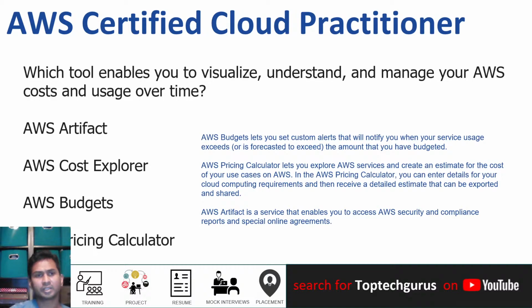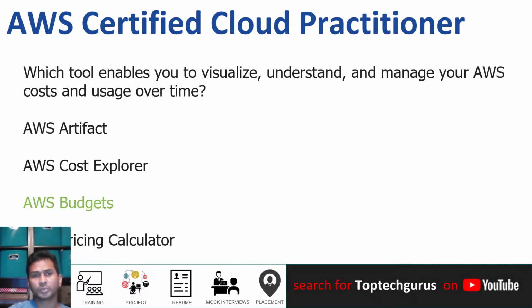So if you eliminate those three options, it can't be Budgets, Pricing Calculator, or Artifact. The answer has to be Cost Explorer. I'm pretty sure the answer marked here is wrong. So the answer has to be Cost Explorer.